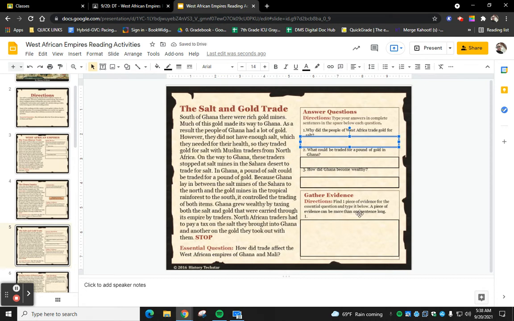And then gather evidence. Again, find one piece of evidence for the essential question. Again, the essential question, how did trade affect the West African empires of Ghana and Mali?